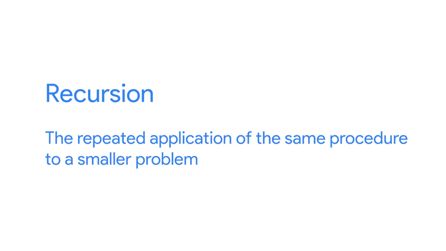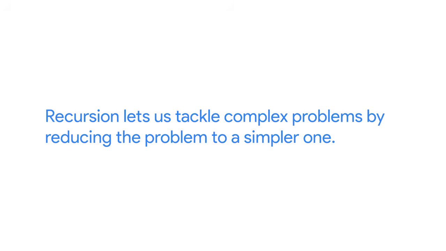Recursion is the repeated application of the same procedure to a smaller problem. Have you ever played with a Russian nesting doll? They're a great visual example of recursion. Each doll has a smaller doll inside it. When you open up the doll to find the smaller one inside, you keep going until you reach the smallest doll, which can't be opened. Recursion lets us tackle complex problems by reducing the problem to a simpler one.